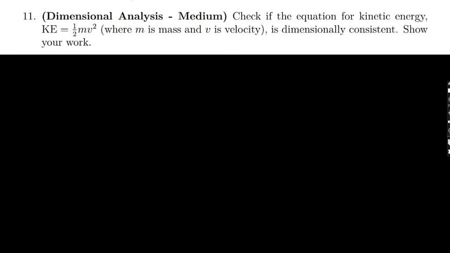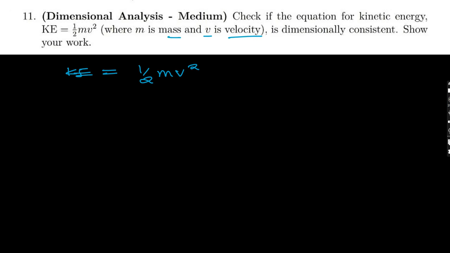Question 11. Check if the equation for kinetic energy is dimensionally consistent. Kinetic energy is given by half m v squared, where m is mass and v is velocity. Actually, this is true, though we have not yet checked.